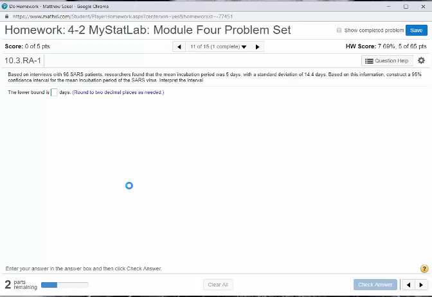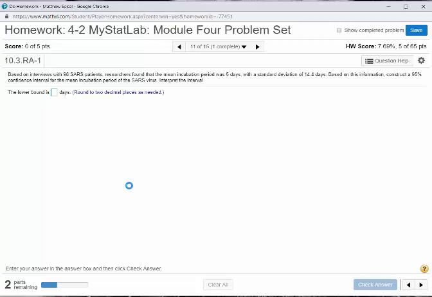And this one says, based on interviews with 98 SARS patients. SARS was a virus that got notoriety a few years ago. It stands for severe acute respiratory syndrome. Anyway, so we have 98 SARS patients, and researchers found the mean incubation period was 5 days.